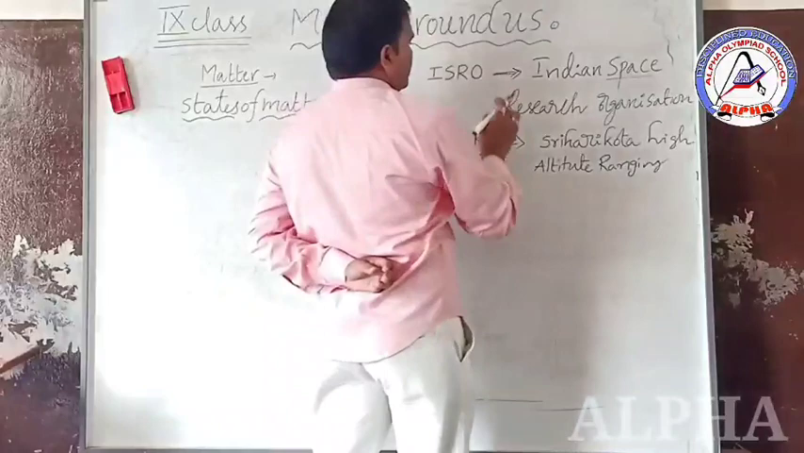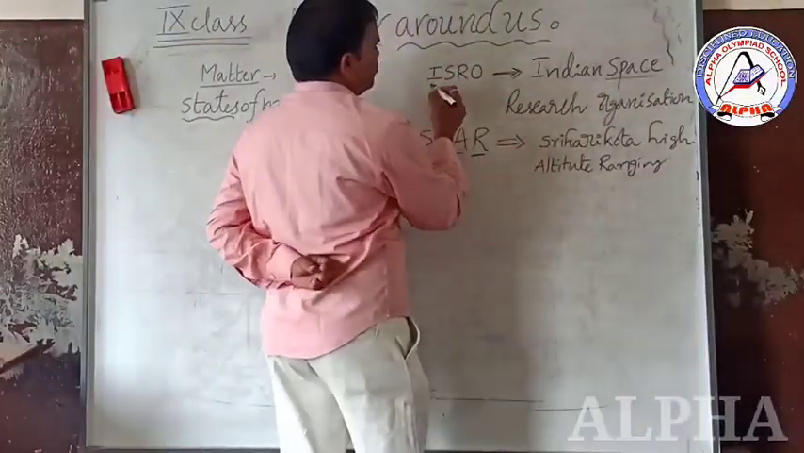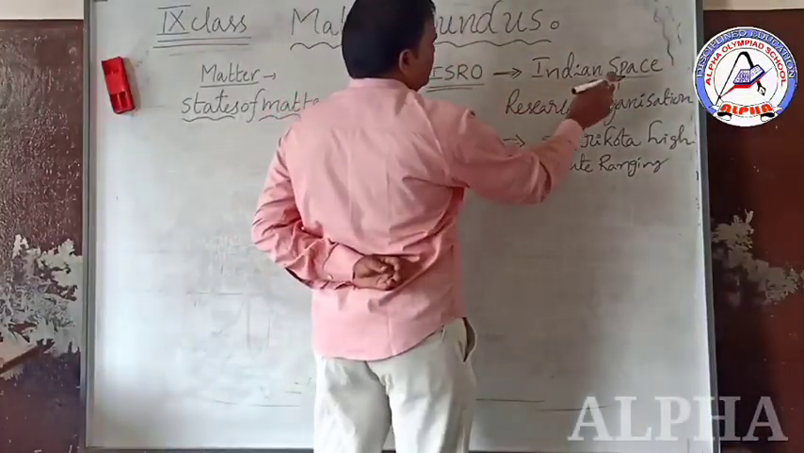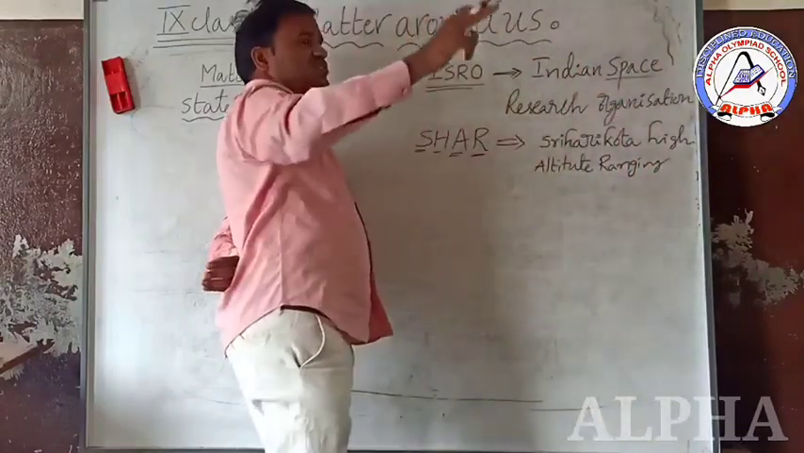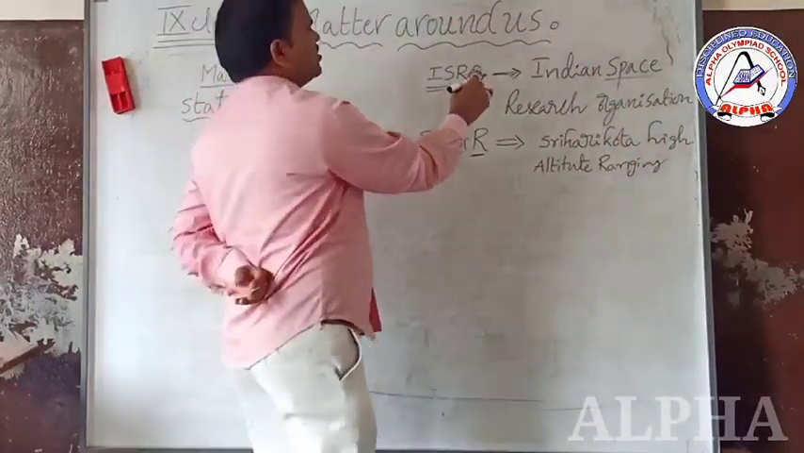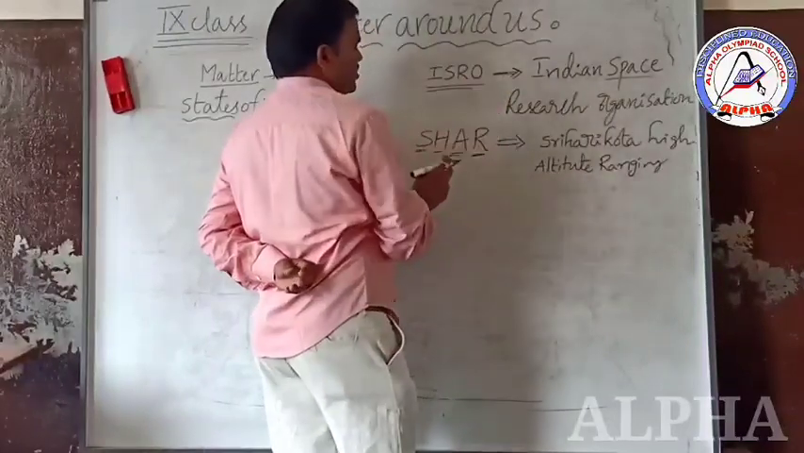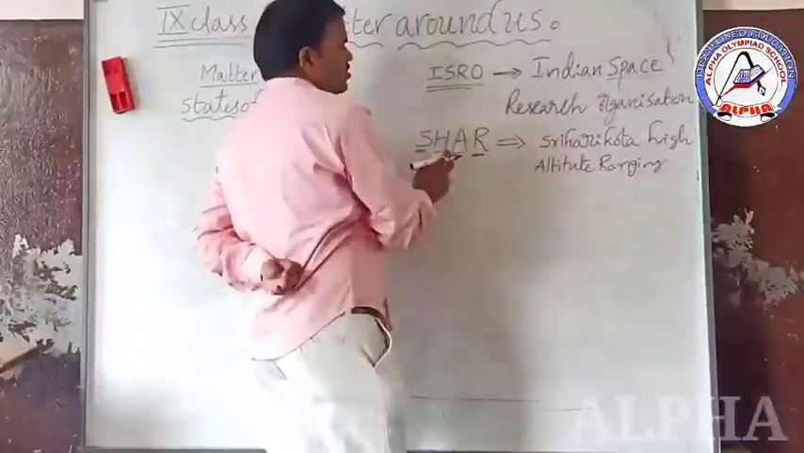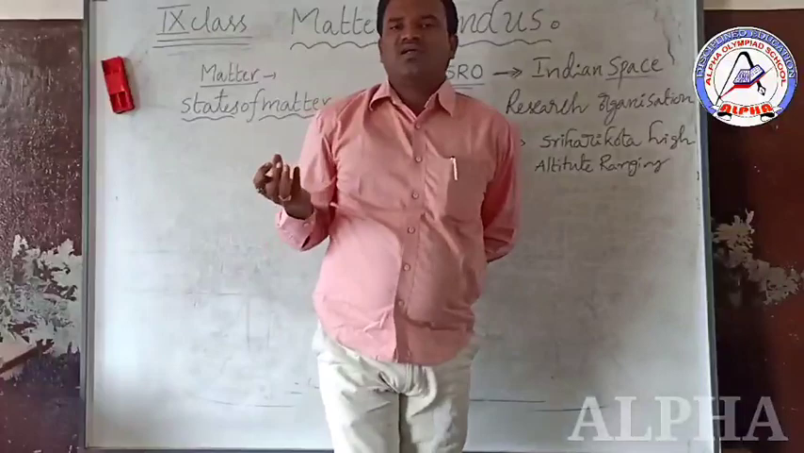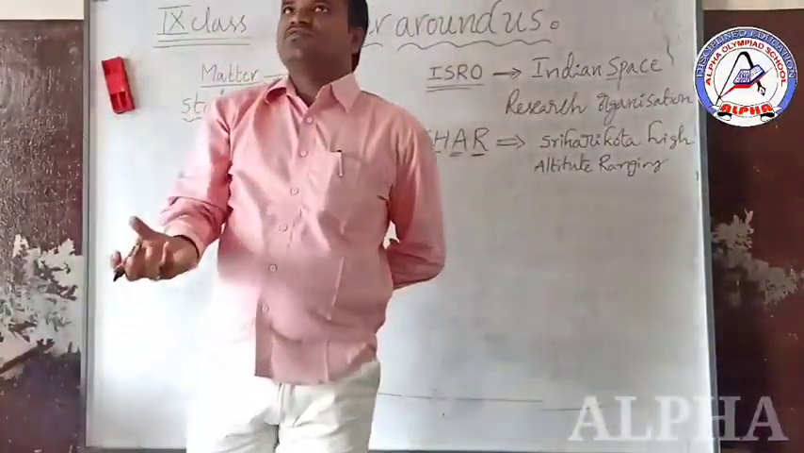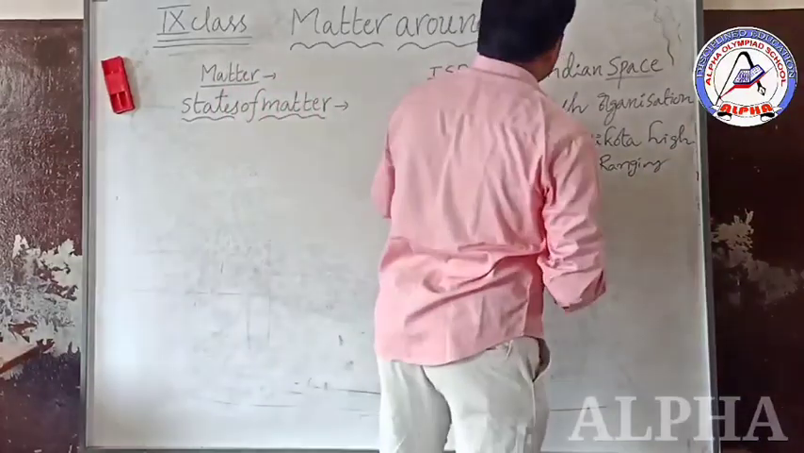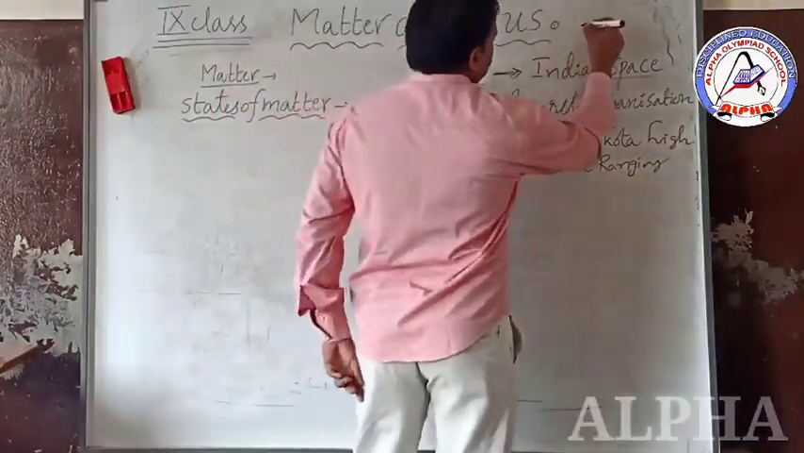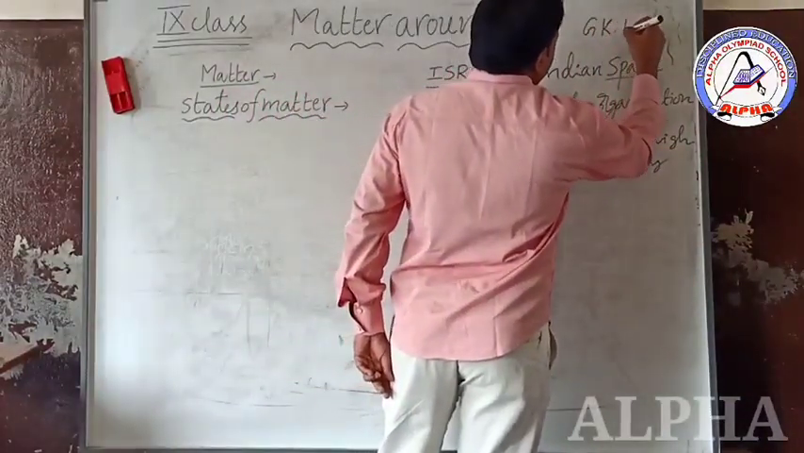Right. What is the main difference between these two? ISRO is the Indian Space Research Organization. That means for everything about space, the research is going on here. But in Sriharikota, we only launch the rockets into space. That is the difference between these two. Today's GK bits these are.